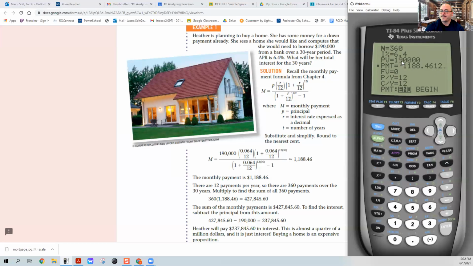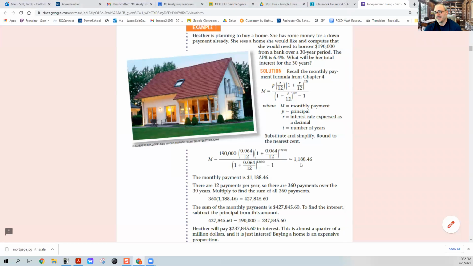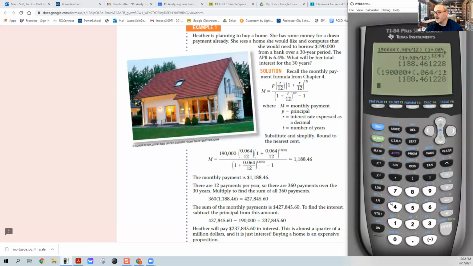Whoosh. Okay. So now we've done it three different ways. We found the monthly payment. That's the hard part. Now we're going to take that monthly payment, $1,188.46. That's the monthly payment. Remember, we want to find what's the interest for 30 years. We want to find the total interest. Well, we know what the monthly payment is now. We know how many payments are going to be made. There's going to be 360 payments made. So we're going to multiply this by 360. This will give us the total amount that Heather will pay for this house over the course of 30 years.